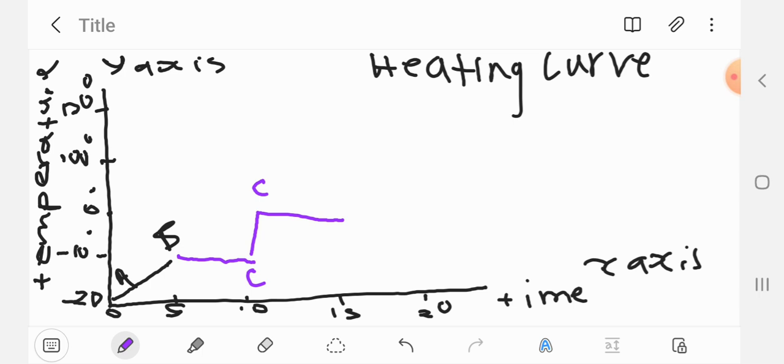We are now in the liquid phase. It's hot. The water is hot. Not hot, sorry. It's super cold. It has melted, but the water is still very, very cold at C. And then that happens from C until D. And then at D, now it will go up. The water is beginning to get hot. Okay, now the increase in temperature begins.